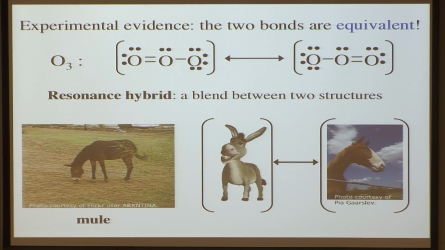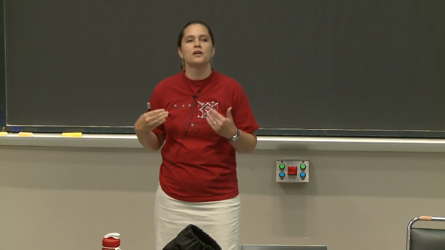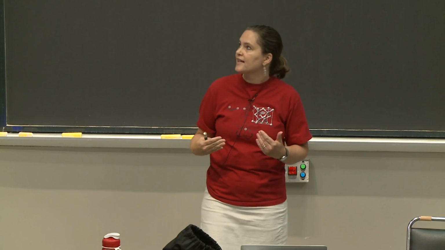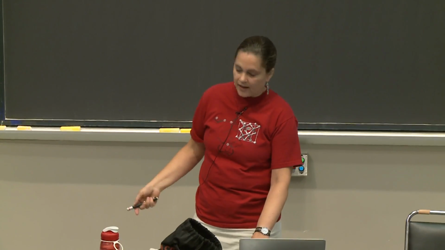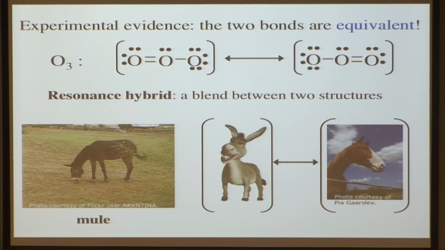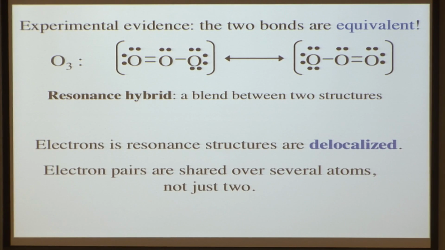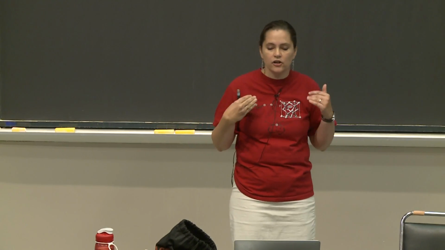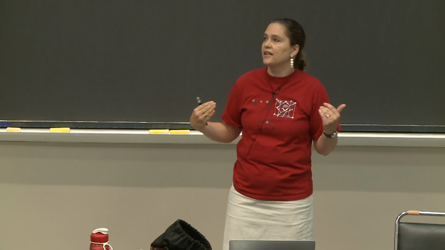Both structures are needed to describe ozone. One structure isn't enough. You need both of them. They're in resonance with each other. And so what's true about the electrons in ozone is that they're delocalized across all of these bonds. So there isn't like a double and a single. All of those electrons are delocalized. They're shared over this set of atoms.